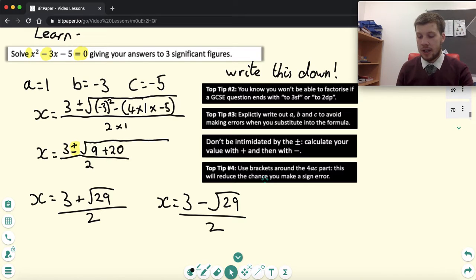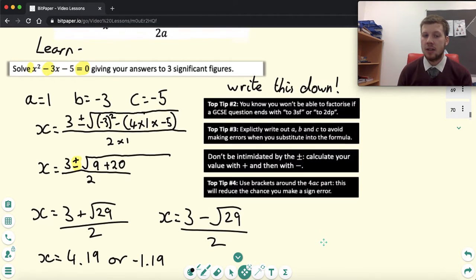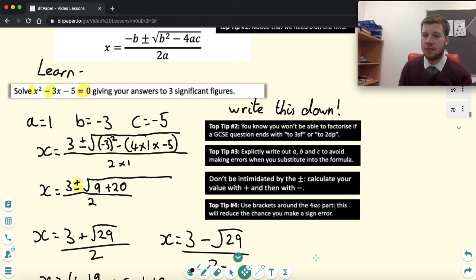Once I've got to here, I'm going to just work it out on my calculator by typing it in, and I will get the answer of 4.1, well, it's three significant figures, so 4.19, and it would be negative 1.19. Check you can type that on your calculator and get the same answers, but this is essentially as hard as the quadratic formula gets, but the difficulty is knowing that you need this formula.